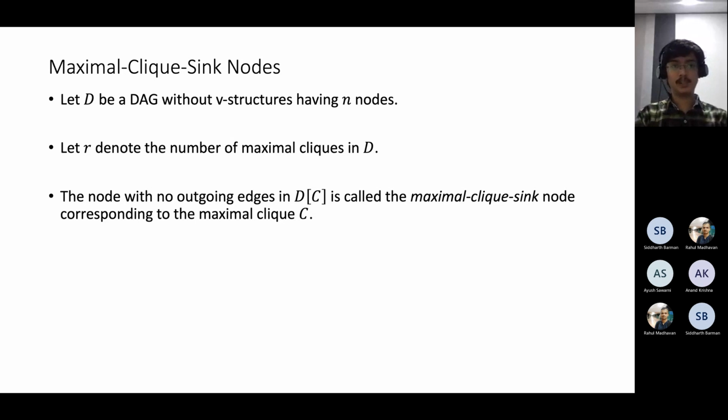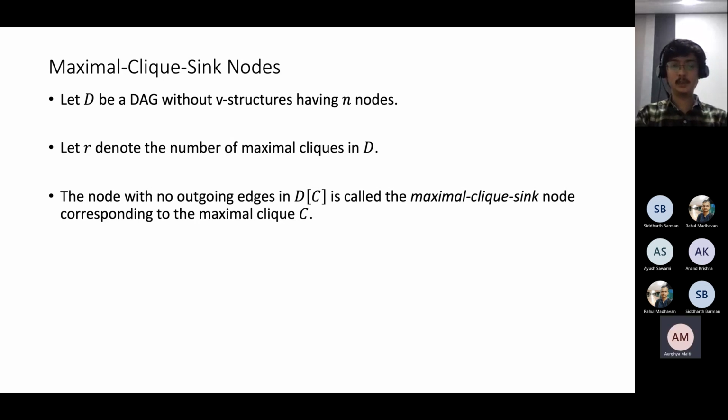Now I'll define something called maximal clique sink nodes. Let's consider a maximal clique C. The node with no outgoing edges in the induced subgraph D_C, which is the induced subgraph restricted to the set of nodes C, is called the maximal clique sink node corresponding to the maximal clique C.